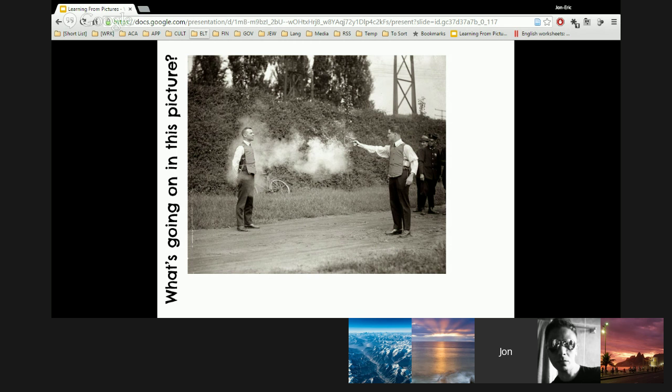Mr. Javier, what do you think the caption read in the newspaper in 1930-something when this picture was on the front page of the New York Times? Sorry? What do you think the caption was in the newspaper with this picture? What does caption mean? Jose, what does caption mean?